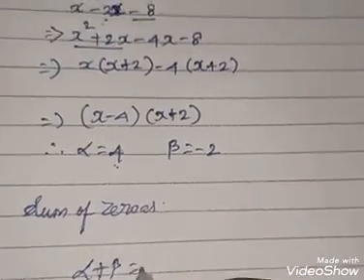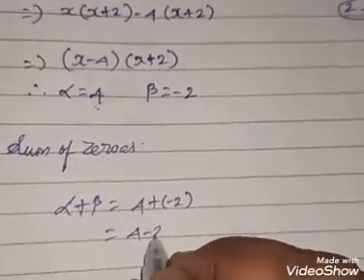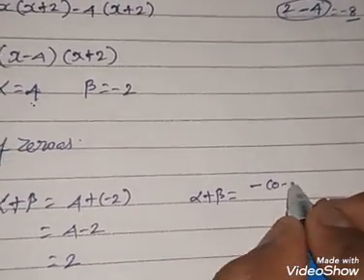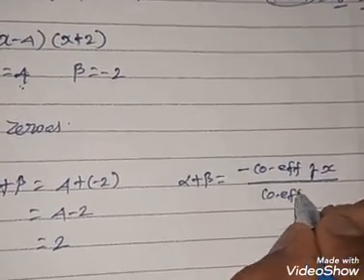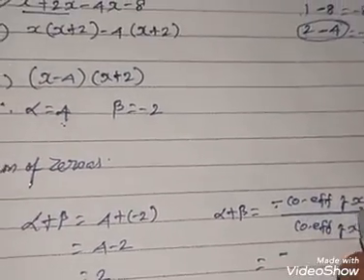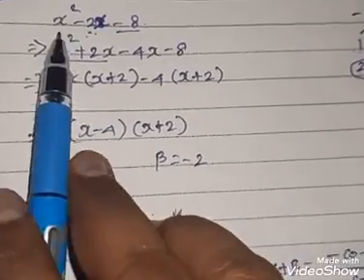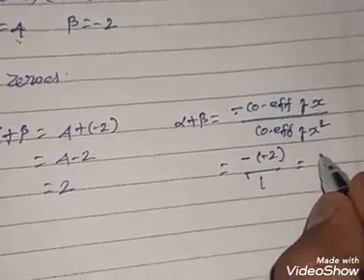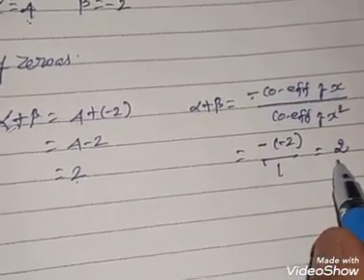Alpha plus beta is equal to 4 plus minus 2, which is 4 minus 2, equal to 2. By comparing coefficients, alpha plus beta is equal to minus coefficient of x divided by coefficient of x square. So here minus is in the formula, and the coefficient of x is minus 2 and the coefficient of x square is 1. So minus into minus is plus 2 divided by 1, you get 2. So alpha plus beta is 2, and by comparing the coefficients also 2.